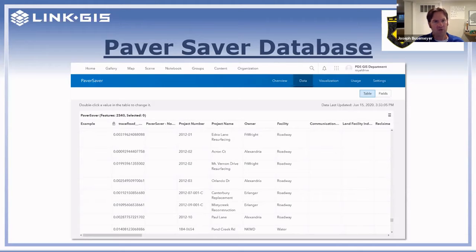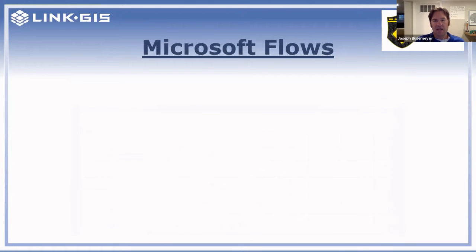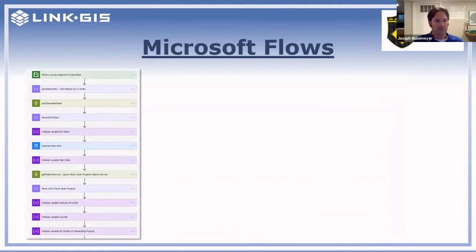But if you're not familiar with ArcGIS Online and what a feature layer looks like, this is what the data table looks like for that feature layer. Obviously, there's many fields involved in this specific layer. So then that brings us to Microsoft Flows.